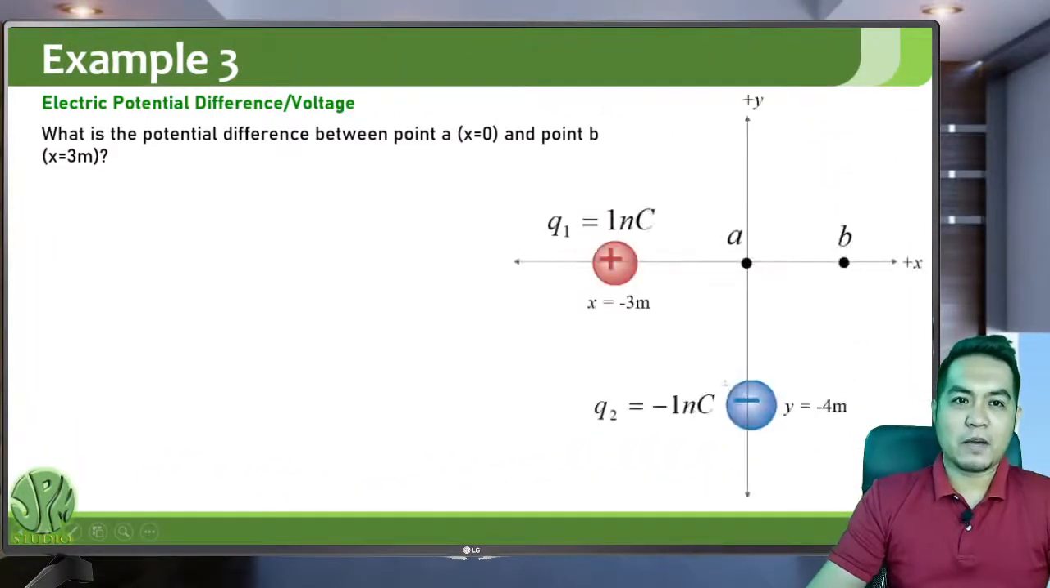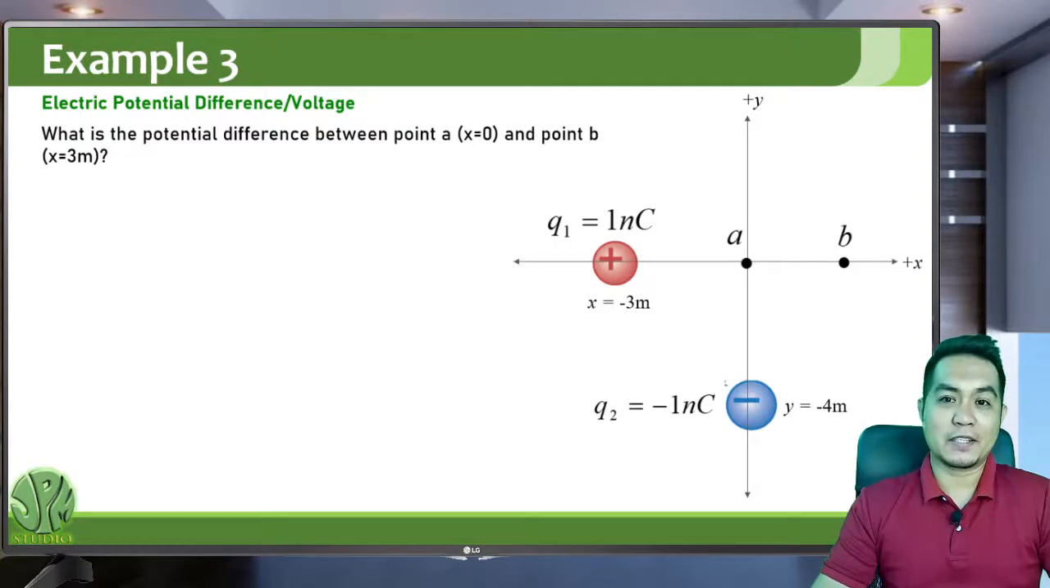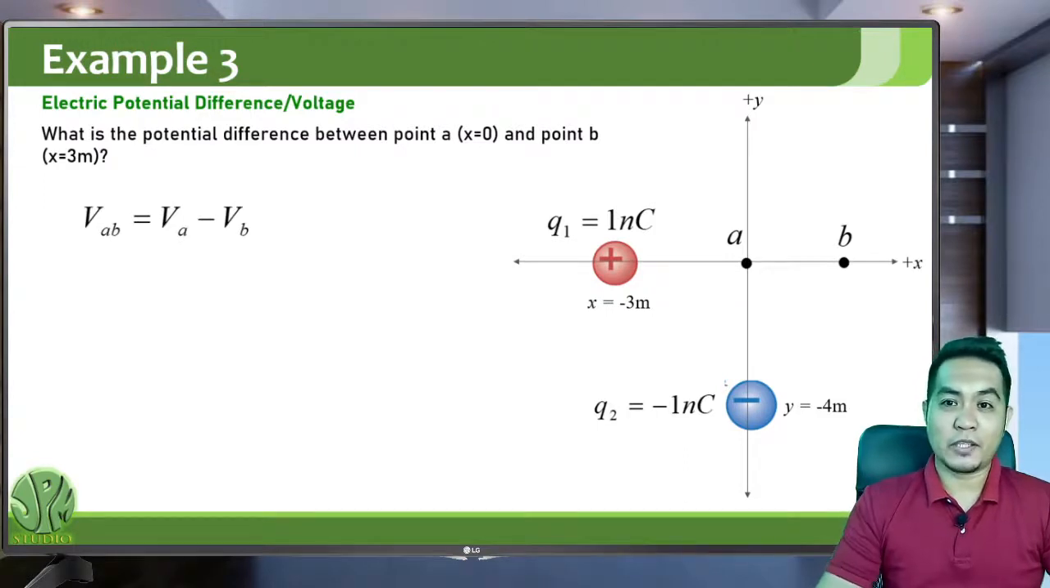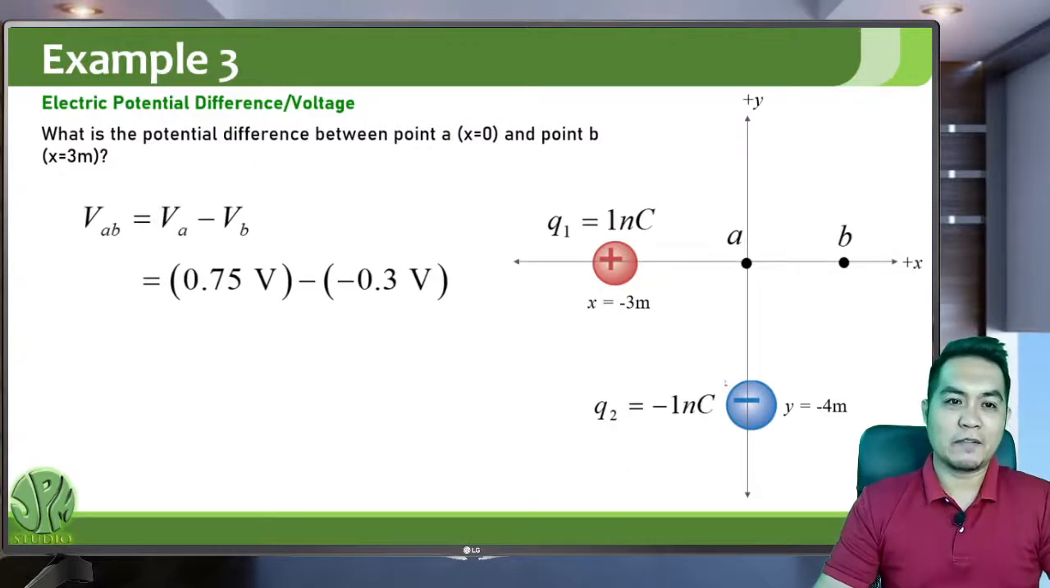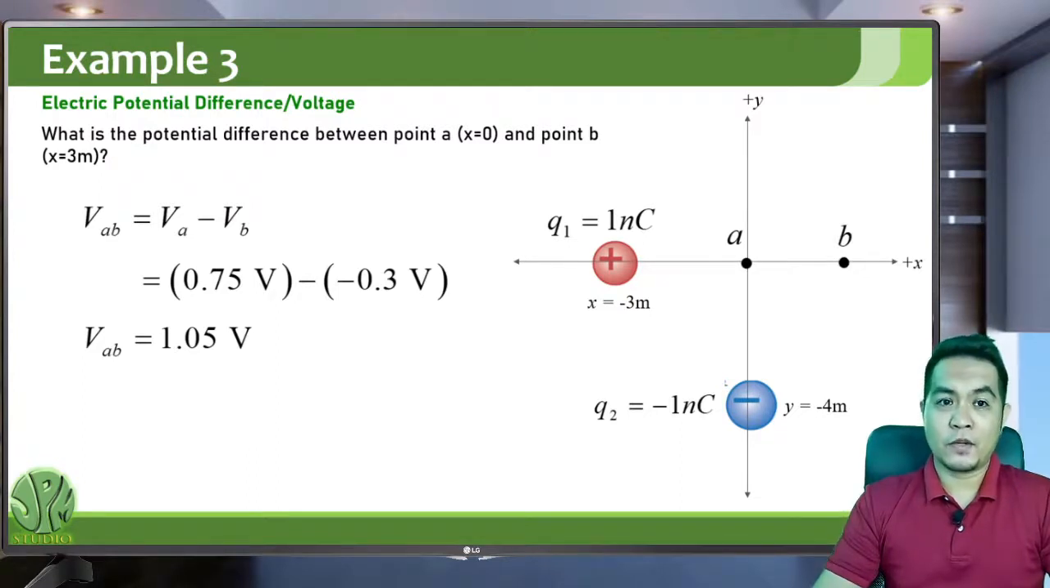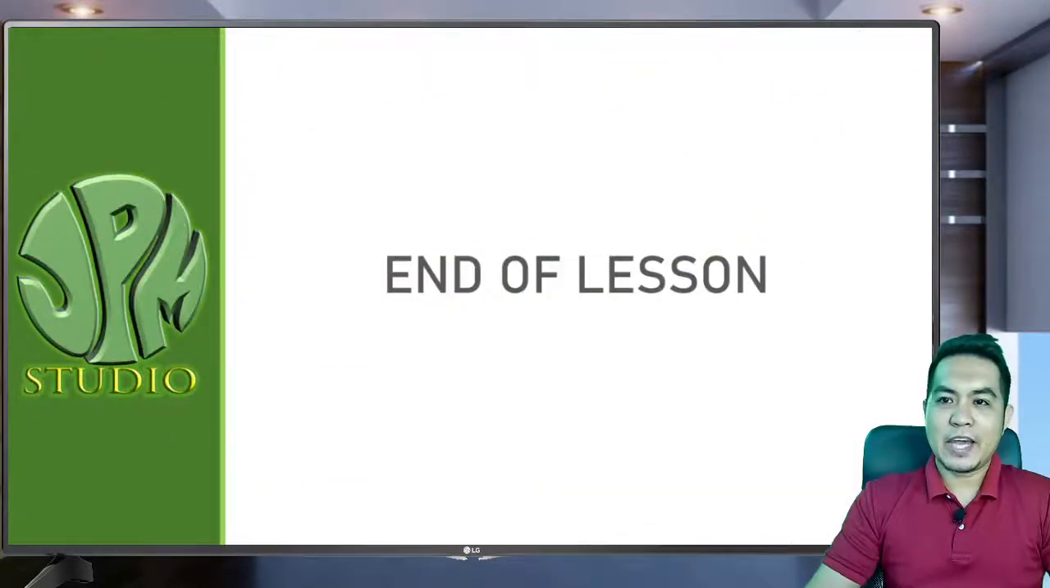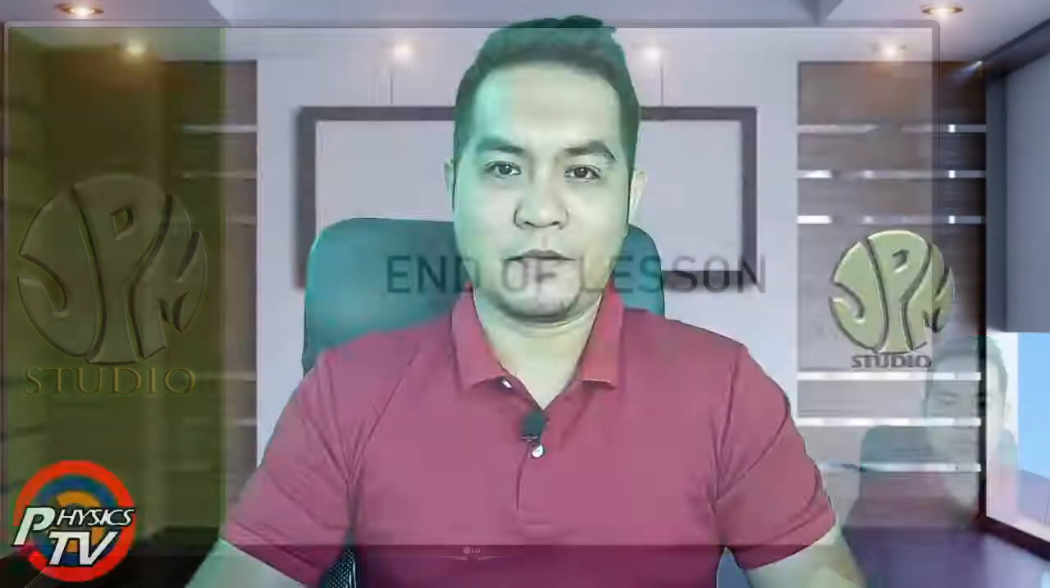For the last problem, we're now trying to find the potential difference. If you are asked to find the potential difference between point A and point B, then you just subtract the potential at point A minus the potential at point B. Since we already solved the potential at point A and point B due to the two charges, we can get the voltage between point A and point B. And we get a value of 1.05 volts. Okay, so that is the end of this lesson.